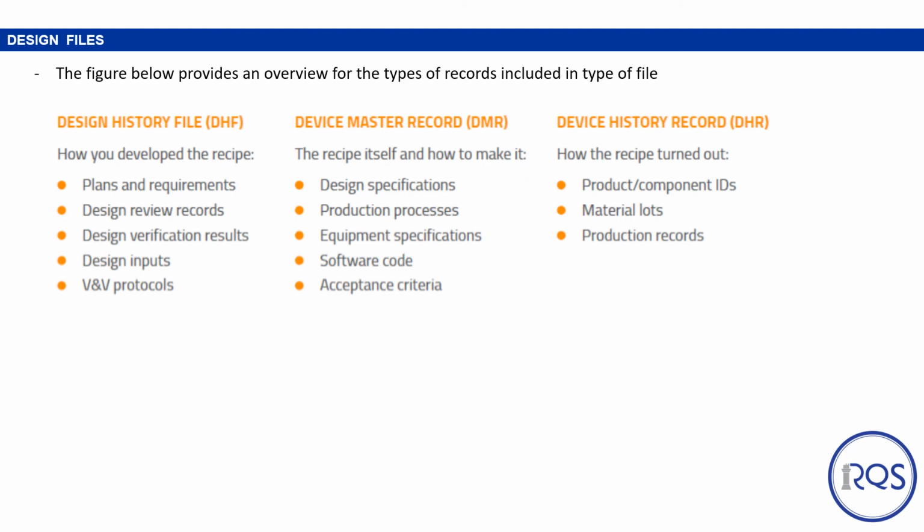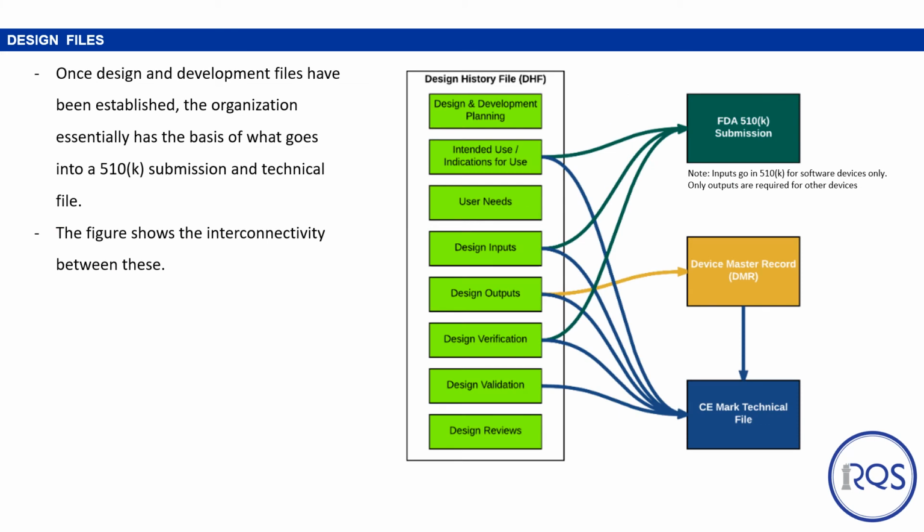The figure below provides an overview of the different types of design files we just discussed. Think of each of these files like recipes. The DHF is how you develop the recipe. The DMR is the recipe itself and how to make the dish. And the DHR is how the recipe turned out. Once design and development files have been established, the organization essentially has the foundation of what goes into a 510(k) submission and a technical file, as shown in the figure. The 510(k) submission is for the FDA, and the technical file is for the European markets. We will discuss both of these at a high level shortly.